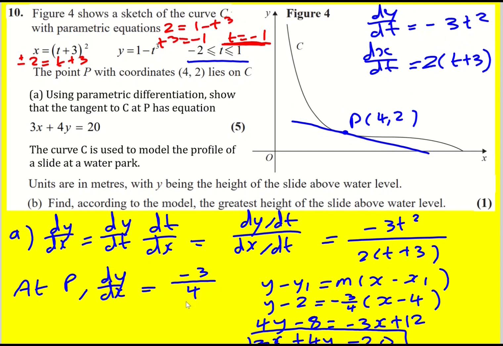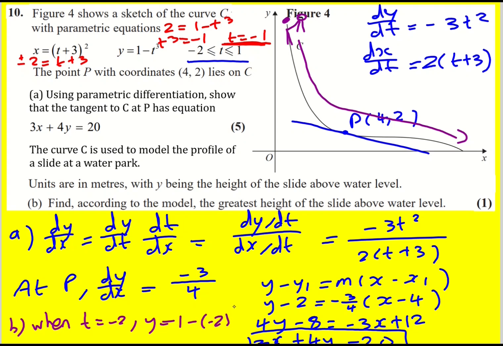Curve C is used to model the profile of a slide at a water park. And units are in meters, with y being the height of the slide above the water level. We have to find, according to the model, the greatest height of the slide above the water level. So this is going to be at the very beginning if we look at the sketch. And the lowest value of t rather is minus 2. So when t equals minus 2, y is going to equal 1 minus (minus 2) cubed, which is going to give us 9. And that's going to be the answer.